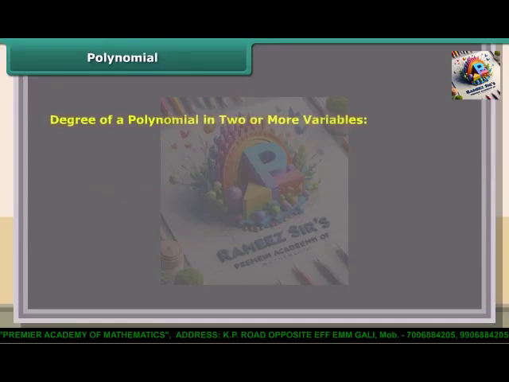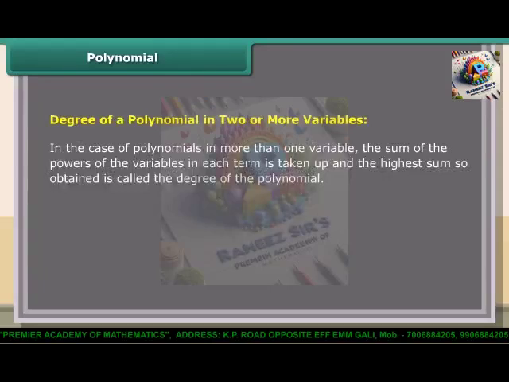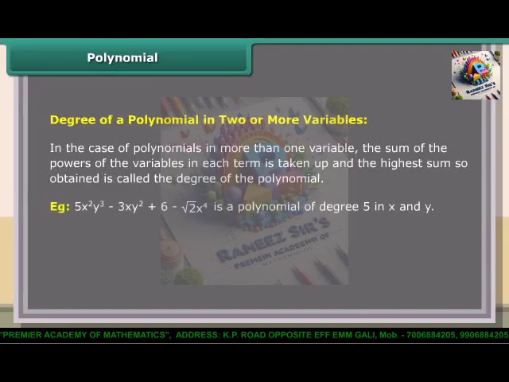Degree of a polynomial in two or more variables. In the case of polynomials in more than one variable, the sum of the powers of the variables in each term is taken up and the highest sum so obtained is called the degree of the polynomial. Example: 5x square y cube minus 3xy square plus 6 minus square root 2 x raised to the power 4 is a polynomial of degree 5 in x and y.